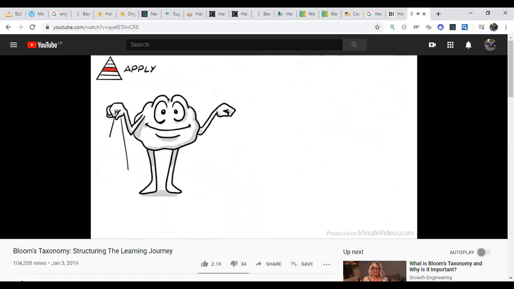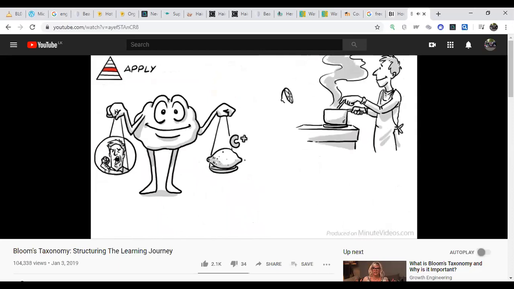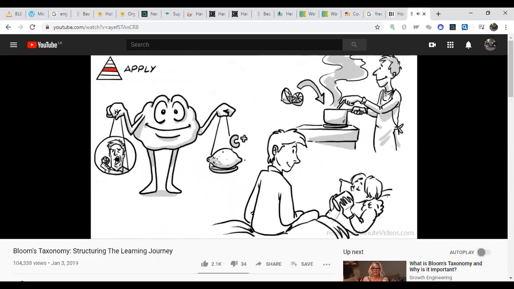On the third level, we apply what we know. We've understood that while lemons are sour, they are also a great provider of vitamin C. To apply this knowledge in a meaningful way, we could boil a lemon in hot water and add some honey. Then serve this hot lemon to our sick sister who's in need of treatment.